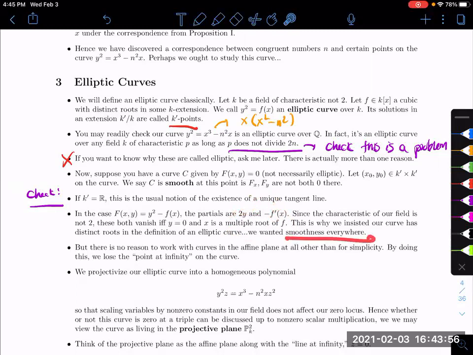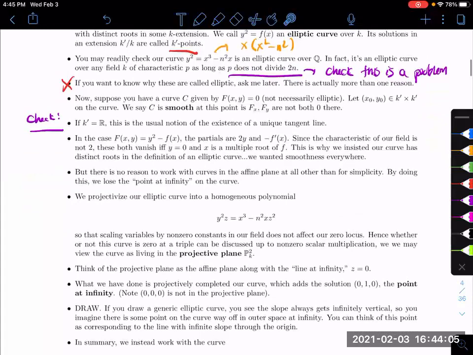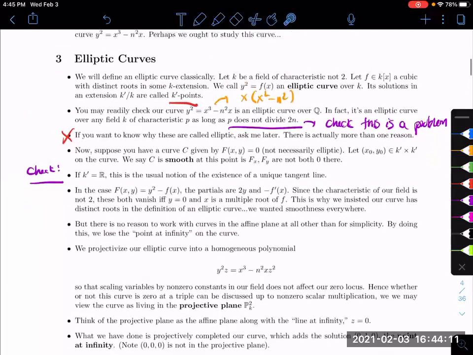So we wanted smoothness everywhere. We don't want to be working with degenerate, like stupid curves with singularities. Okay, we want smoothness. But anybody who studied projective geometry realizes that there's no reason to actually study this curve right here in the form that it's written. You may as well projectivize it.